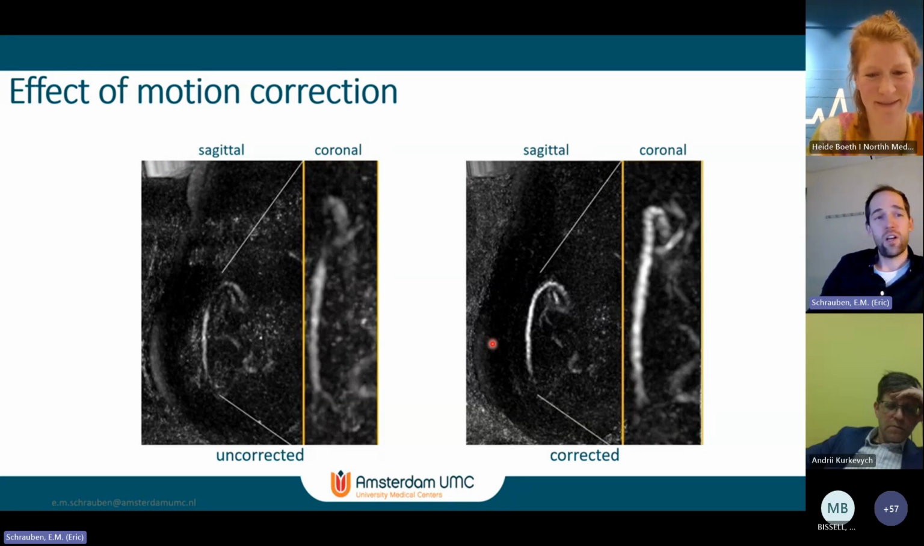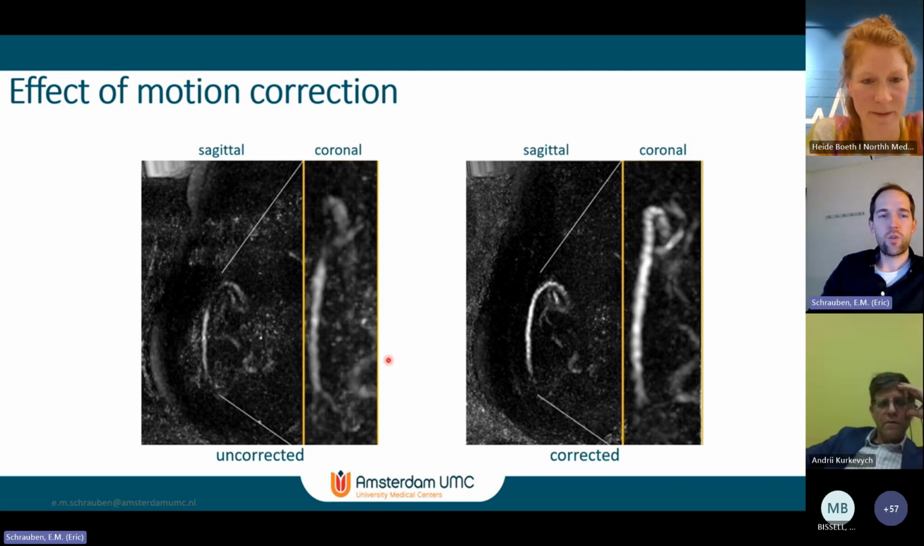And this is an example of the effective motion correction, where before motion correction in a sagittal maximum intensity projection, we lose a lot of the signal, especially at this insertion of the aortic isthmus and ductus arteriosus into the descending aorta. You can appreciate that both on a sagittal and coronal view. While after motion correction, we can really nicely see the completion of this descending aorta, as well as recovering some of those smaller vessels here.